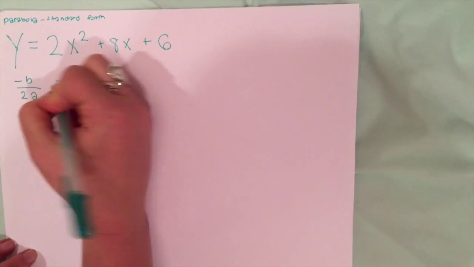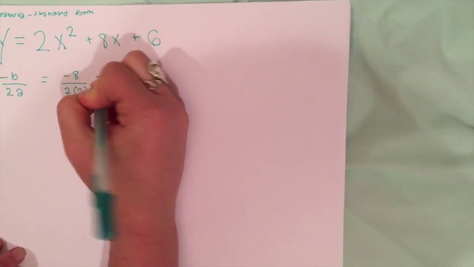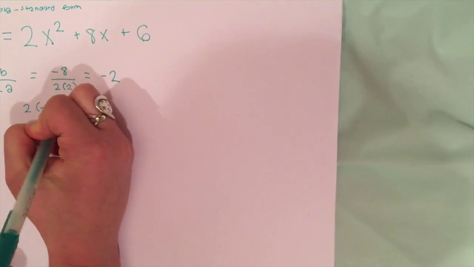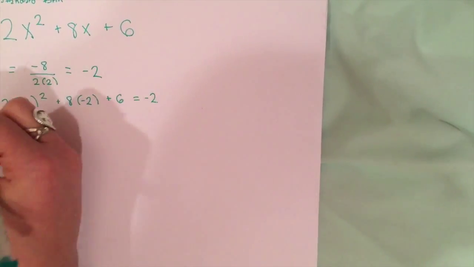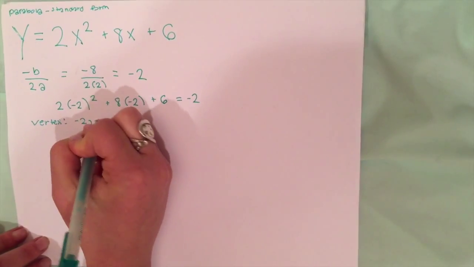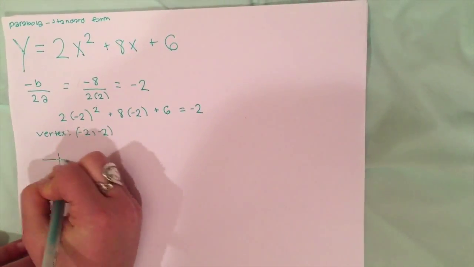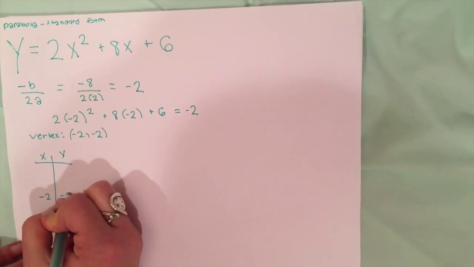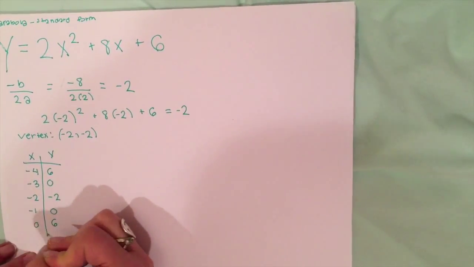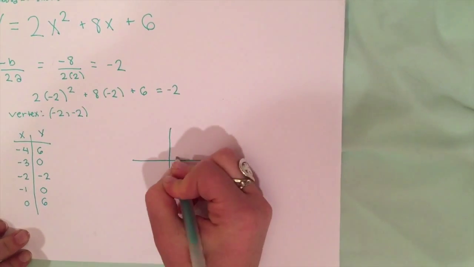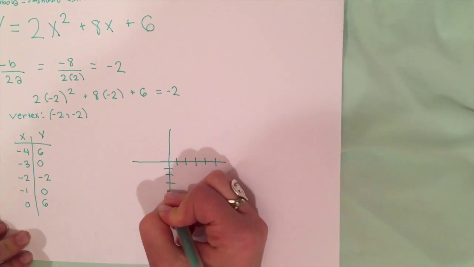So our equation here is y = 2x² + 8x + 6. This is also in standard form. To find the vertex, we must use the equation for the axis of symmetry, which is −b over 2a. So it's −8 over 2 times 2, which equals −2. Then, when you plug −2 back into the equation where x is, you get that the y value is −2. So our vertex is (−2, −2).